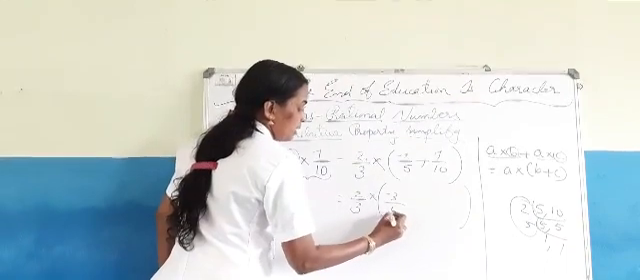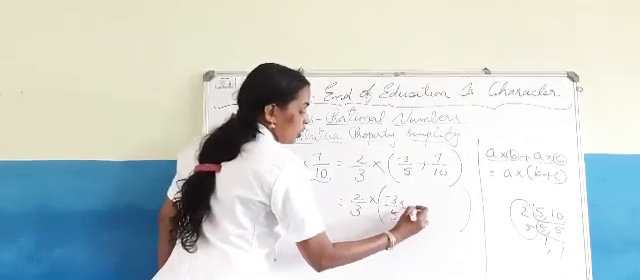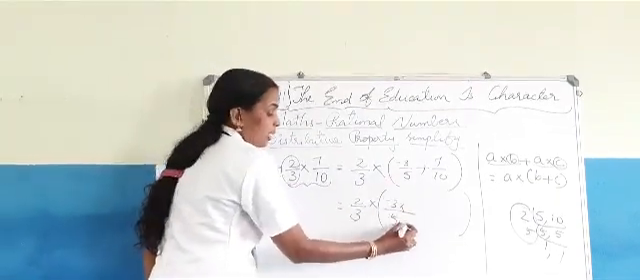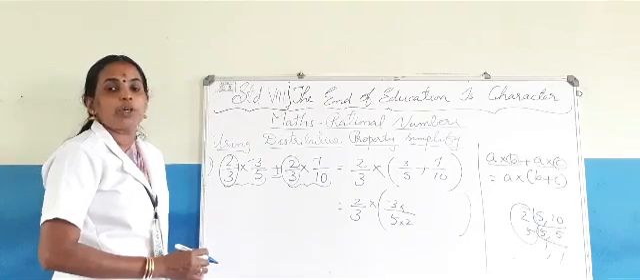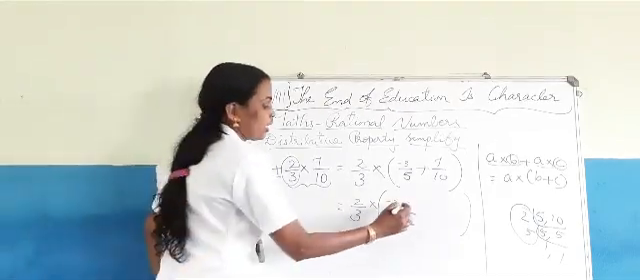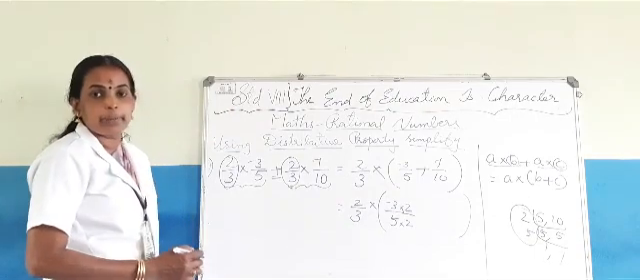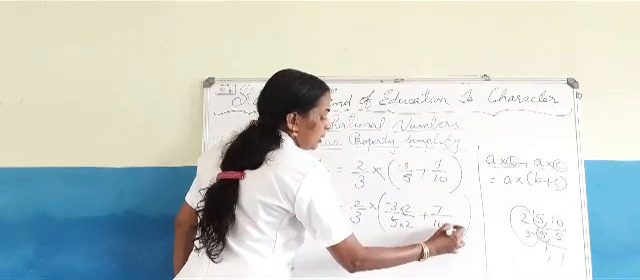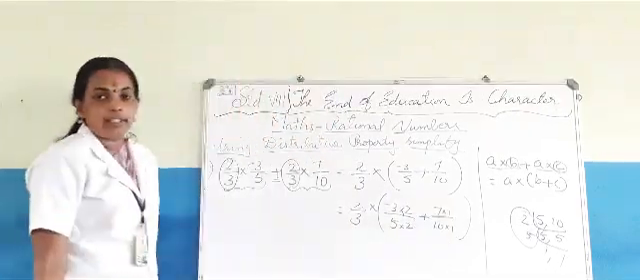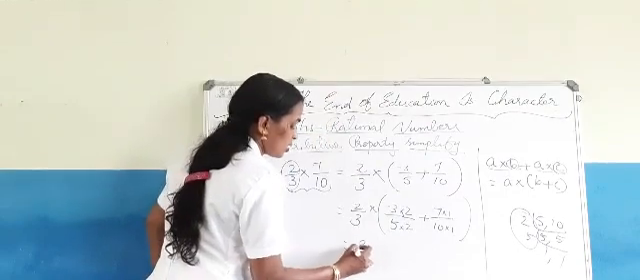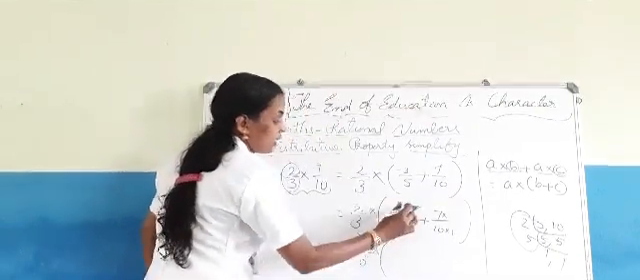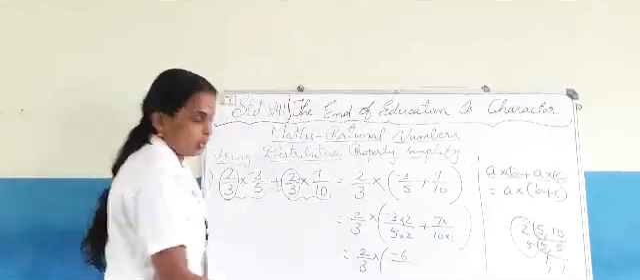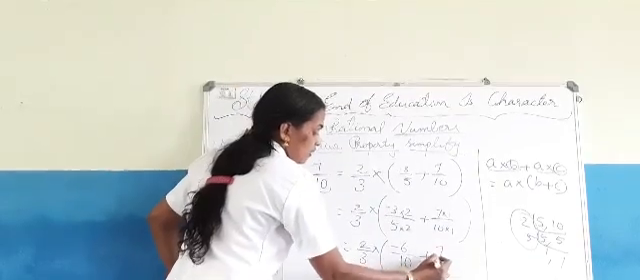So negative 3/5. We have to make the denominator the LCM. So already the denominator is 5. Here we have to multiply the denominator by 2 in order to make it 10. So the numerator also you have to multiply by the same number 2. Then plus. Here no need to multiply with any number because the denominator is already 10. That is 2/3 × (-3 × 2)/(5 × 2), that is -6/10, plus 7/10.